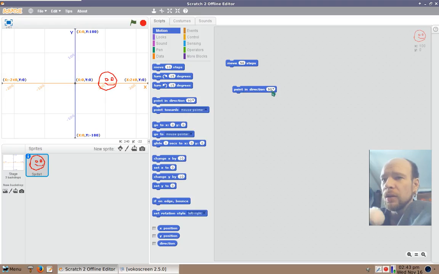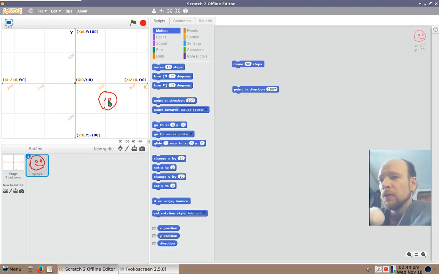Or wait, sorry, that's not turn 90, that's point 90. So yeah, 180. That's 90 plus 90 would be 180. So you'd be facing down. And the thing is, once he's facing in that direction, if you move at all, then it's going to be moving in that direction. So, boom, he's just jumped 50 pixels down because he's facing down.